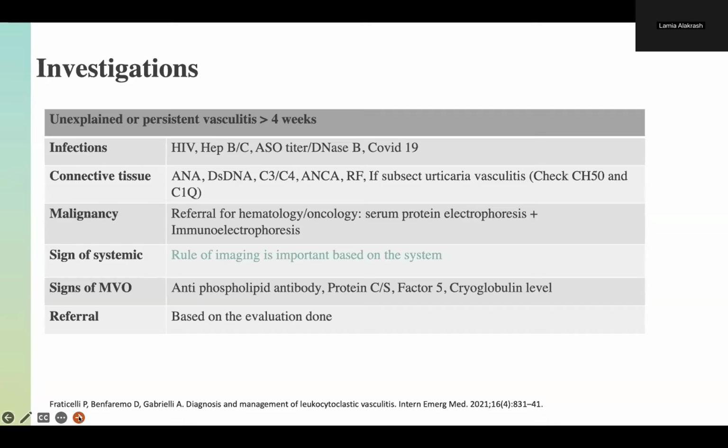More extensive workup can be considered based on the primary results or based on your clinical examination if you have other suggestive symptoms, or if you have unexplained or persistent vasculitis for more than 4 weeks. Then you should do further investigations accordingly, which includes infectious workup, connective tissue diseases workup, malignancy, signs of systemic involvement, microvascular occlusions, and don't forget to refer your patients to the appropriate specialty. Vasculitis sometimes needs a multidisciplinary team.